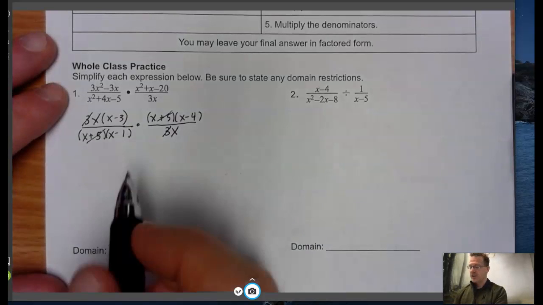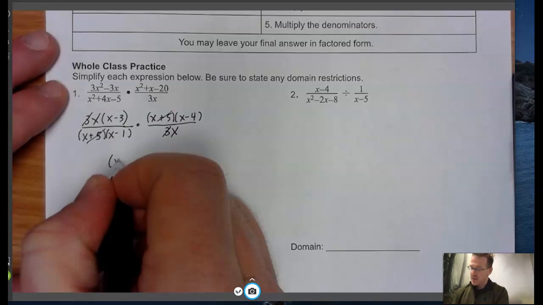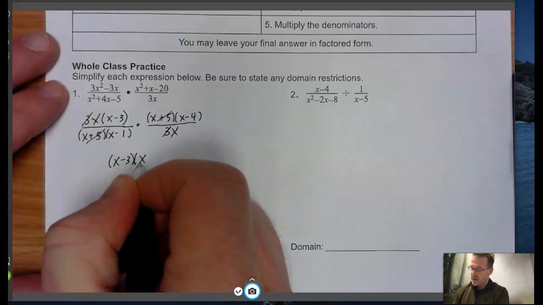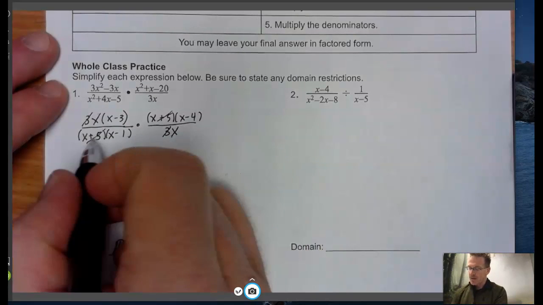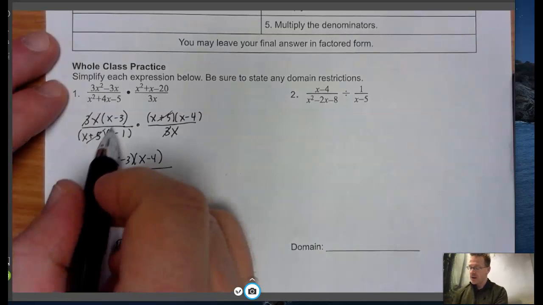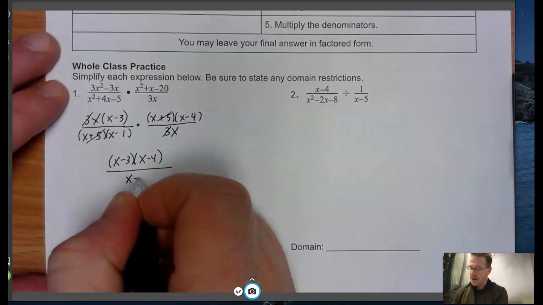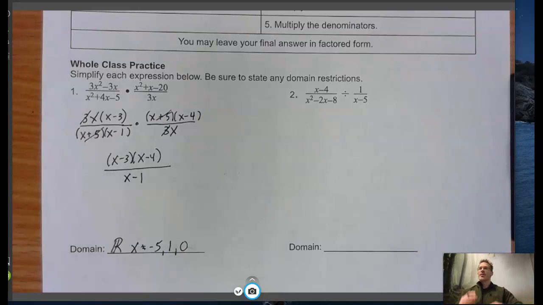And notice what that leaves me. In my numerator, it leaves me x minus 3 times x minus 4 over, and the only thing left in my denominator here is this x minus 1, like so. And so that would be our final answer. Notice that you're seeing a lot of the same things that we've done before, looking for those common factors, checking the domain. So this really is reusing a lot of the skills that we've already covered.